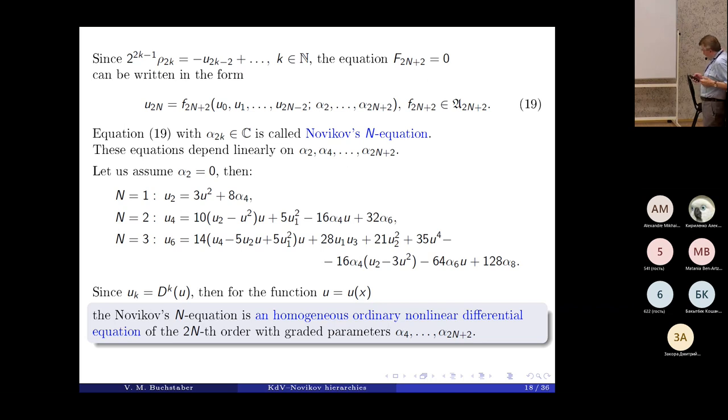But using the relation that any differential polynomial starts from u k minus 2, we can rewrite our differential equation in such a nice form. The 2n derivative is such a differential equation with three parameters. Using the Galileo transformation, we can consider alpha 2 equal to 0, and what do we obtain? It is nothing else than the classical Newton equation with cubic potential. But we can continue for other n. It is a derivation of degree 4 and so on. The Novikov equation is a homogeneous ordinary nonlinear differential equation of order n with graded parameters.